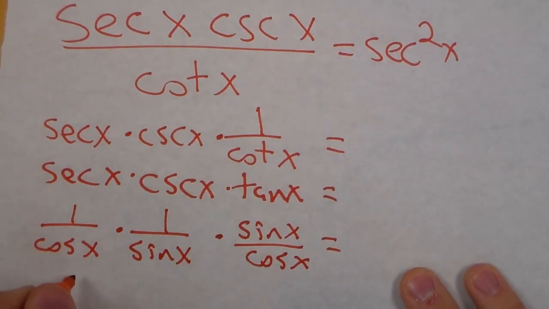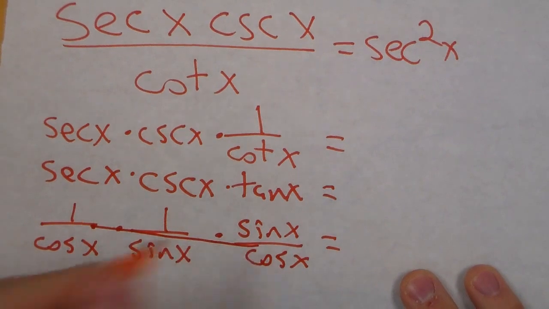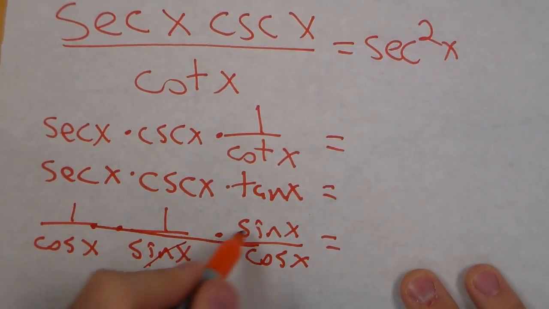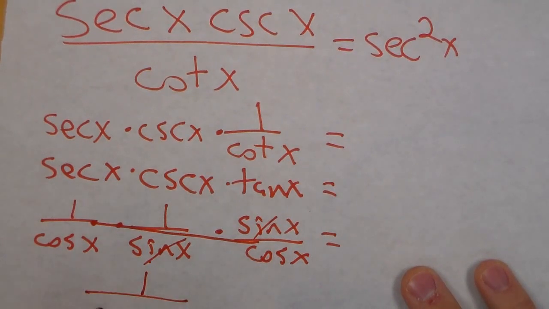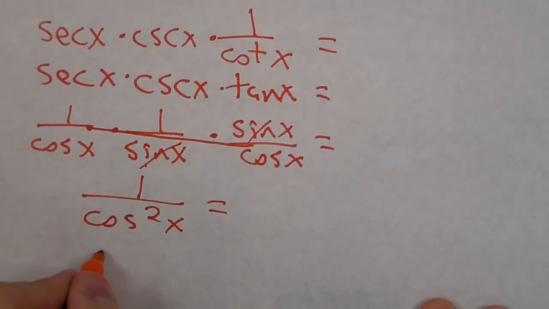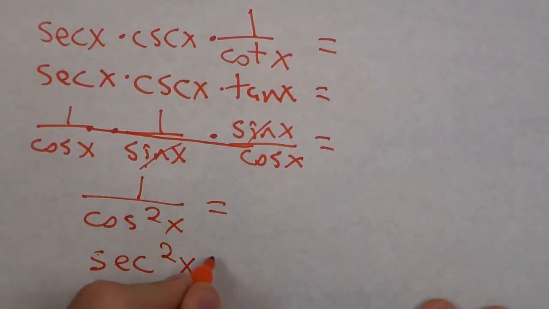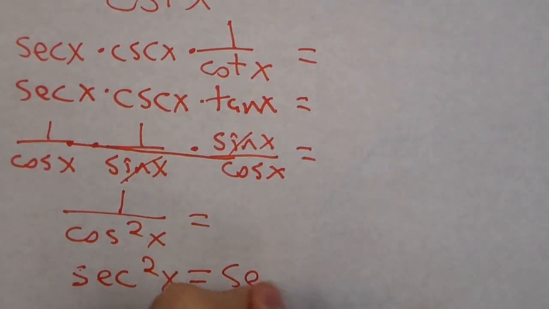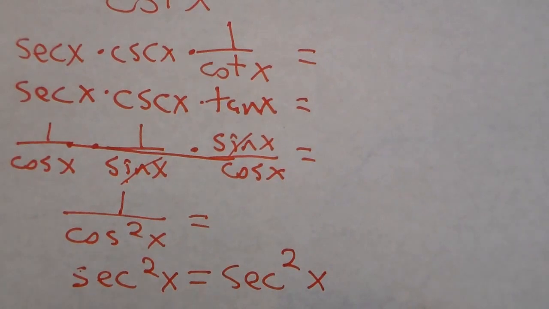Now, since this is all a fraction, it's like we're drawing them straight across, and we can reduce down because we have a sine on both the top and the bottom. So that's going to leave me with 1 over cosine squared x. Now, 1 over cosine squared x is the reciprocal for secant squared x, which is what we started with right up here. So secant squared x equals secant squared x.